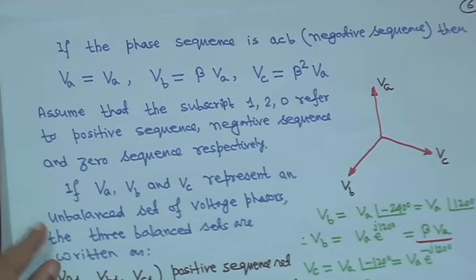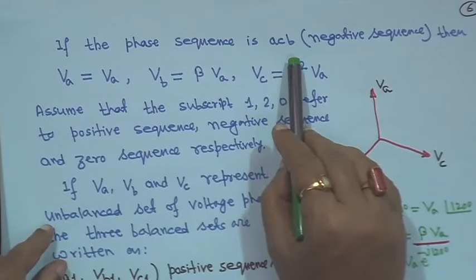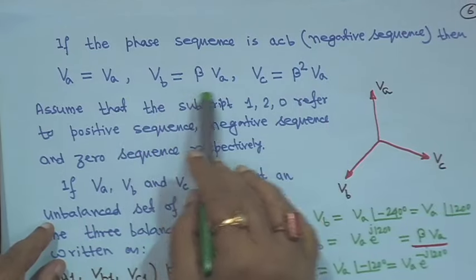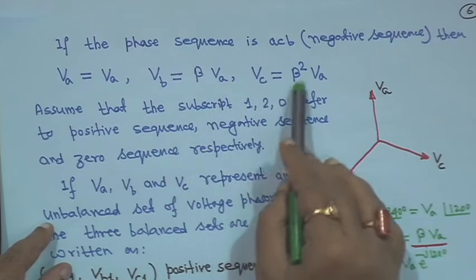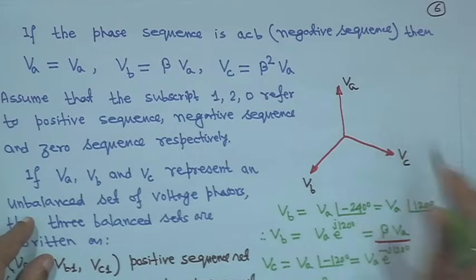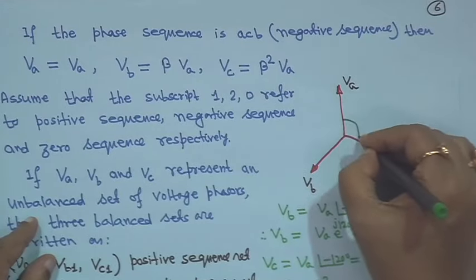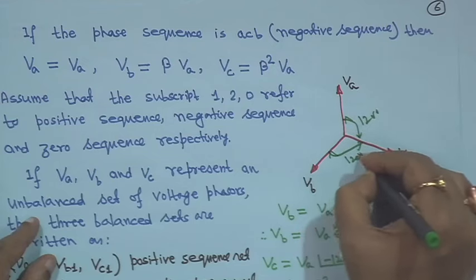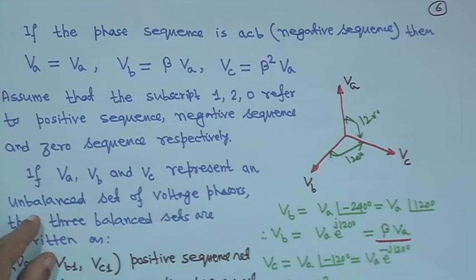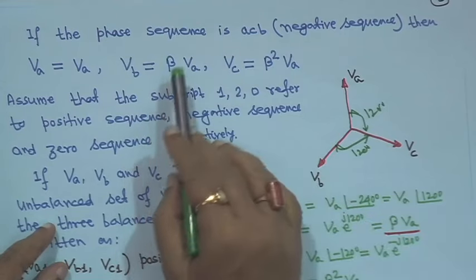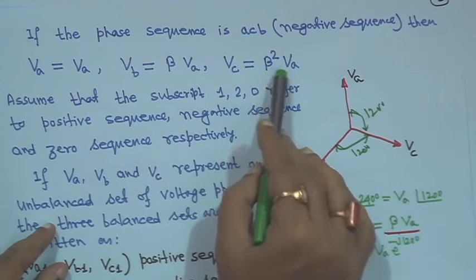Next, if the sequence is ACB, I mean if it is a negative sequence, then VA is equal to VA, VB will become beta VA and VC will become beta square VA. Now the sequence is ACB, that means Vc lags from Va by 120 degree, and this one also 120 degree, and Vb lags from Va by 240 degree. Whatever we have done previously, it was beta square, now it will be beta; it was beta, now it will be beta square.